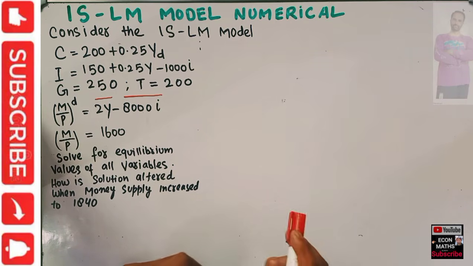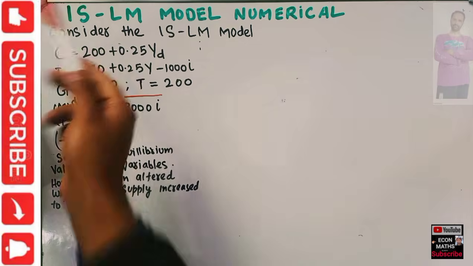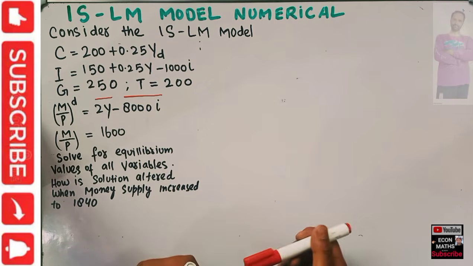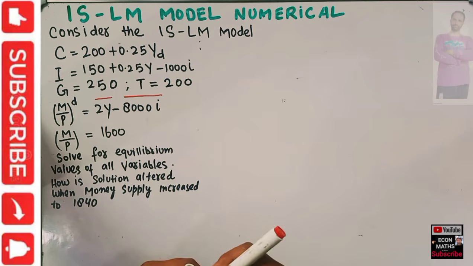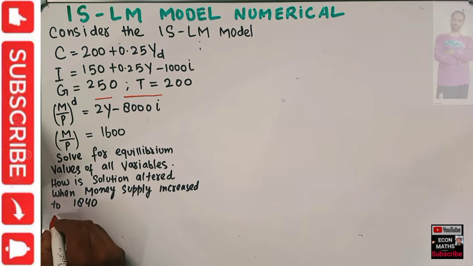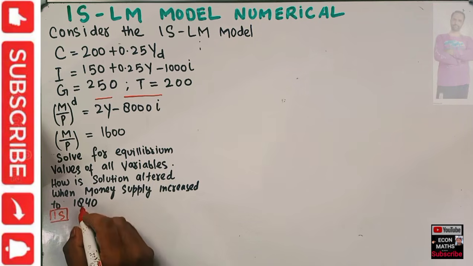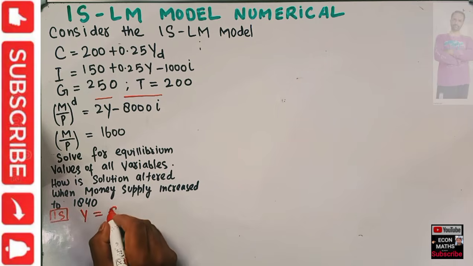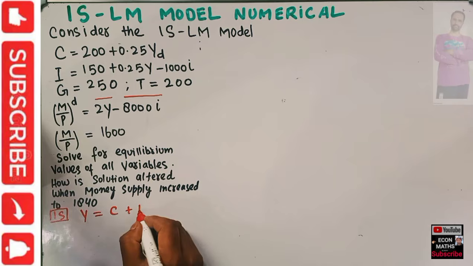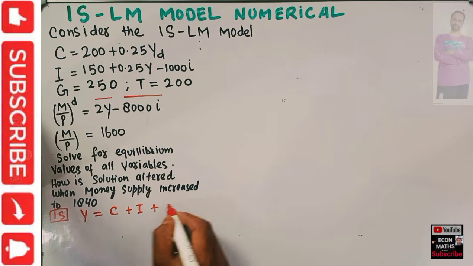First thing first, we need to find out the IS curve, or IS equation. And how do we calculate the IS equation? Let me write it here. First, we need to find out the IS equation to get the equilibrium in the investment-savings market, what we call goods market equilibrium. We write our GDP equation, that is Y is equal to consumption expenditure plus investment expenditure plus government expenditure.